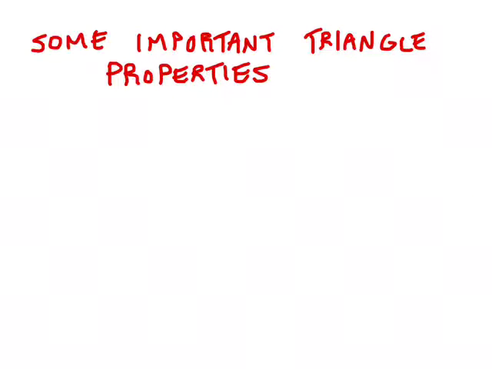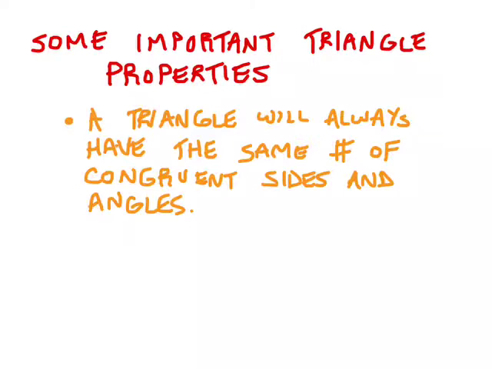So the next thing we need to talk about are some important triangle properties. The first thing we're going to say is that a triangle is always going to have the same number of congruent sides and angles. So if a triangle has two congruent sides, it'll have two congruent angles. If it has three congruent sides, it'll have three congruent angles. And if it has no congruent sides, it'll have no congruent angles. So there's always a consistency there. Let me show you what I mean.